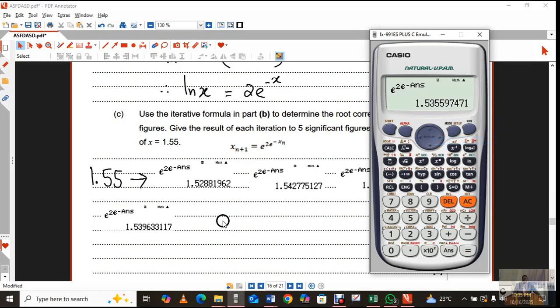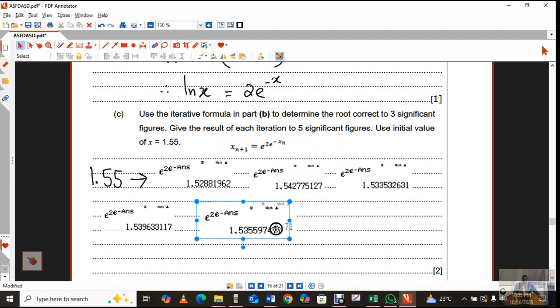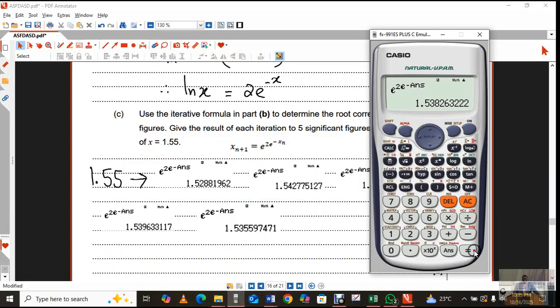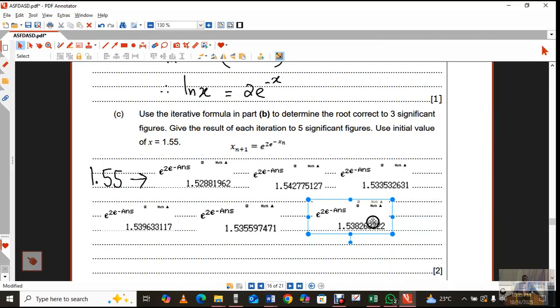Okay, capture screen. Then let's see what it gives me. 1.534. 1.53. Okay, one more. Let's see. I think I get closer. 1.5, capture screen. So let me paste that. Taking these two into account, 1.528, 542.